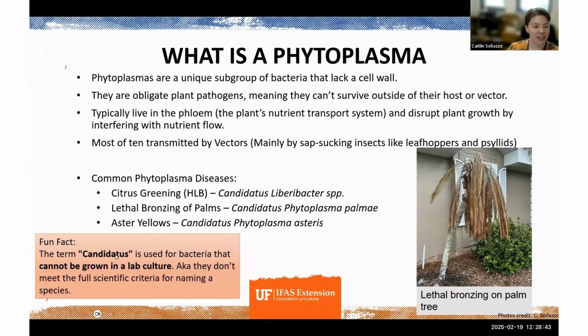Okay, so Candidatus. That is a term, again, because these can only survive in the host or the vector, they cannot be cultured independently inside a lab. So we cannot culture them on the sugary potato jello that we like to do. And as a result, we cannot 100% in terms of science meet the criteria for naming these.